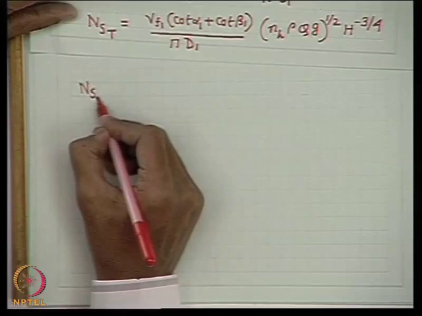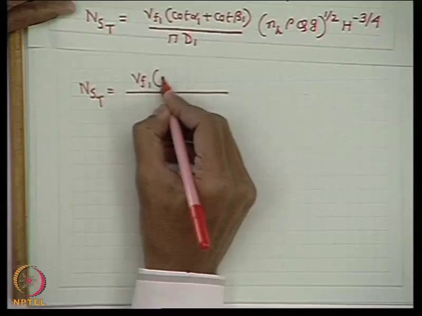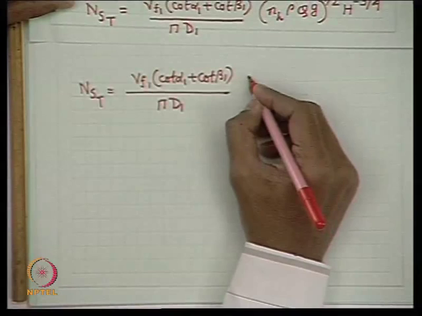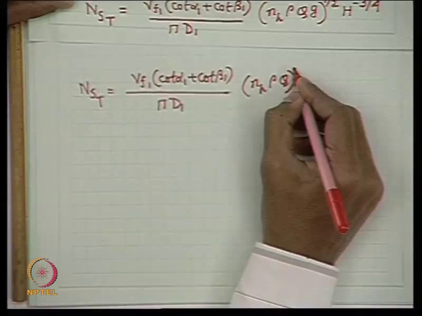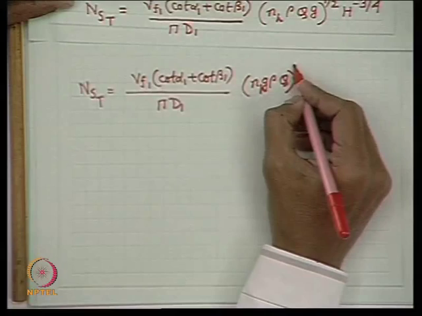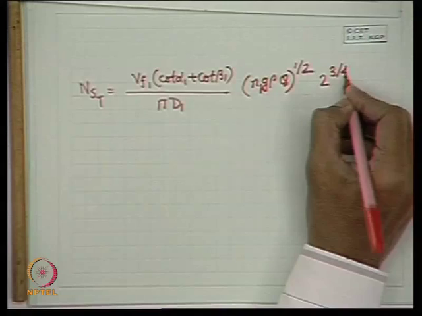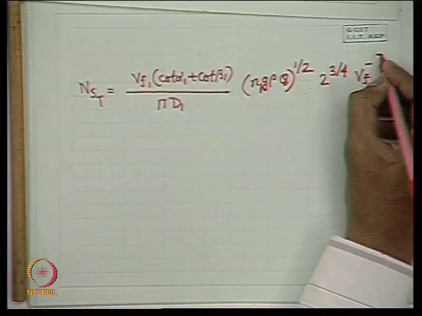Now if you put this value into the NST, carefully we will have to do it, otherwise we will again make mistakes in these simple algebraic steps. At this stage you have to be very careful. Then we can write pi d1, eta h rho q g, to the power half. Then h to the power minus 3 by 4. So 2 is there in the denominator, so 2 to the power 3 by 4, and Vf1 to the power minus 3 by 2.